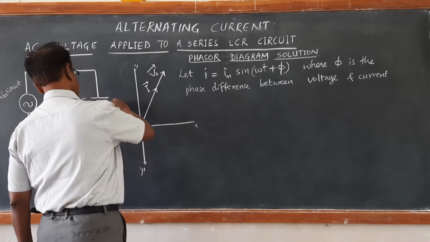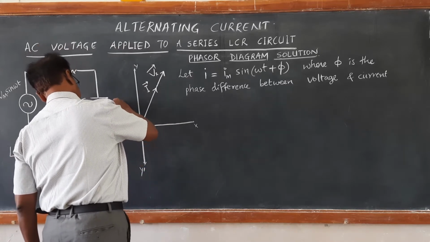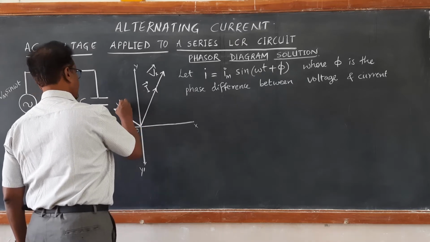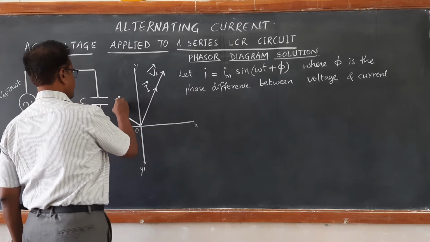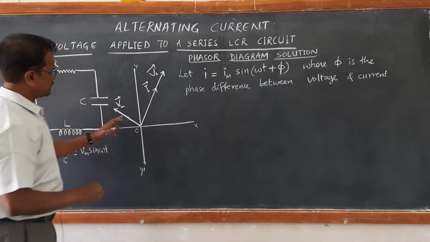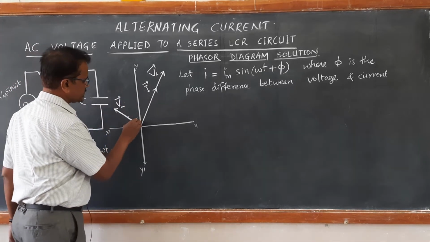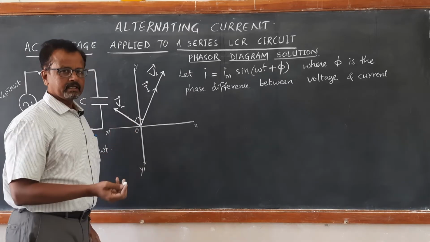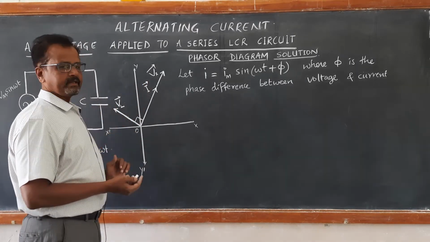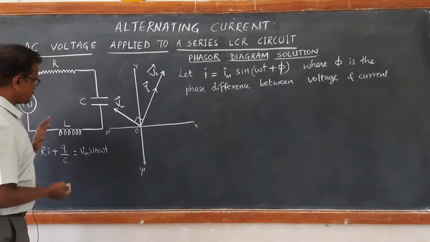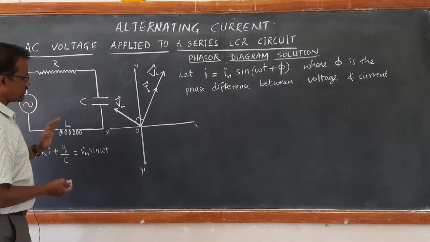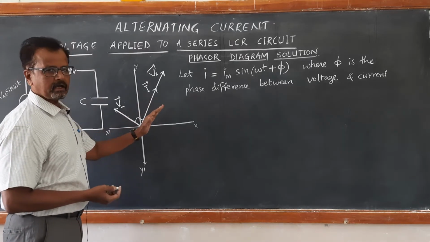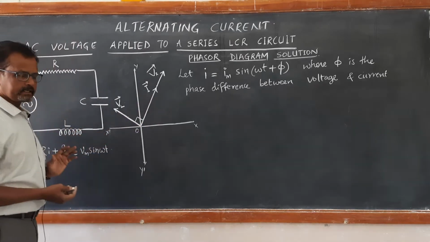This is the VL phasor, because the voltage is leading ahead of the current. In other words, current is lagging behind the voltage in the inductor. Now that is across the inductor. Voltage is leading ahead of the current across the inductor.